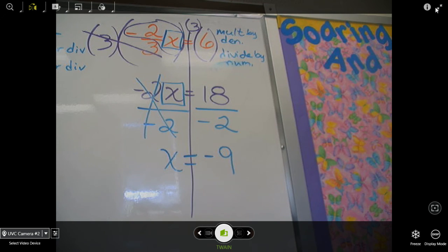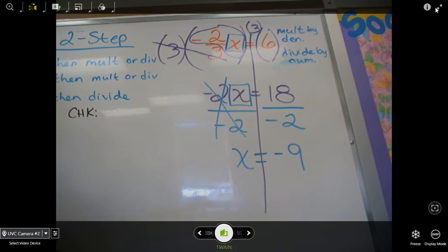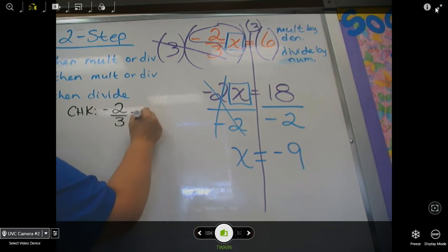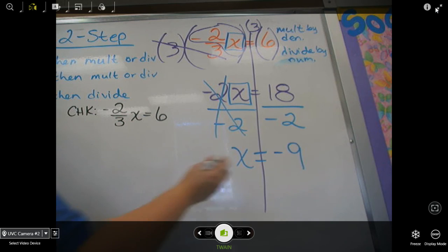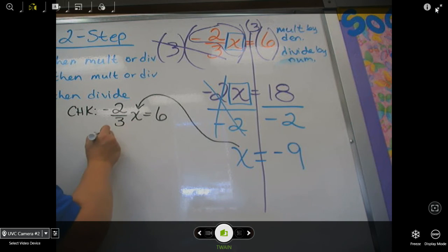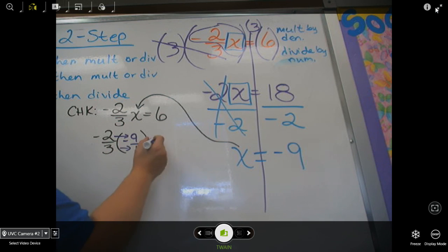So over here I go. Now remember, rewrite your original equation. This x value is going to go right here. So I'm going to have negative 2/3, but instead of x, I'm going to plug in what I found x to be, which was negative 9. Now remember, there's an understood 1 under there, so I can multiply straight across, okay?